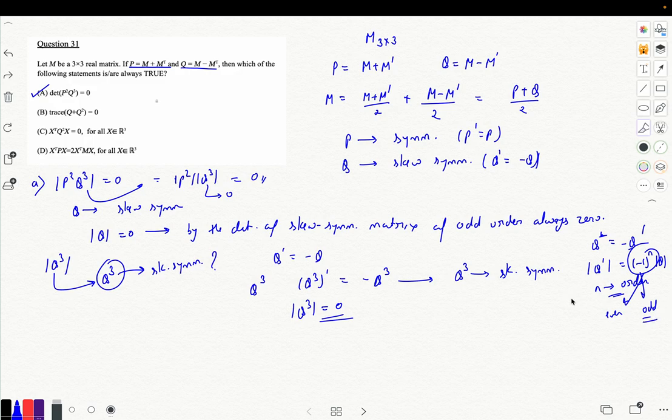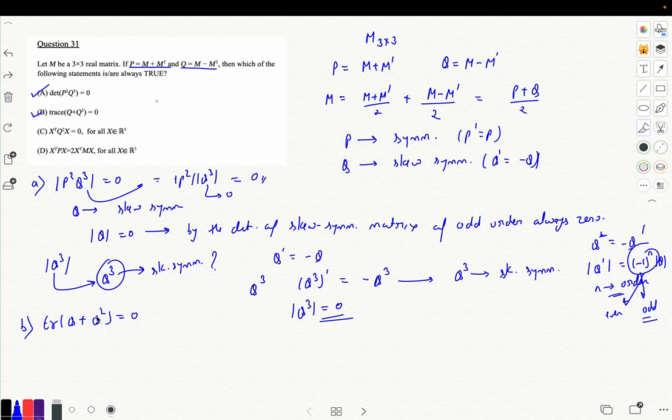So in the odd order, the statement is always true that the determinant of a skew symmetric matrix is always 0. So yeah, that's option A. Now let's see option B. What is it saying? That the trace of Q plus Q square is equal to 0.